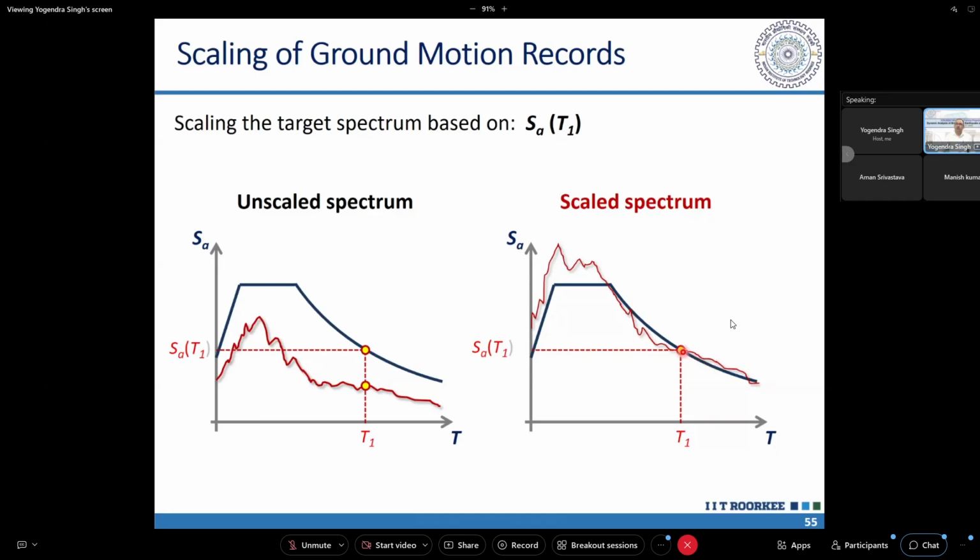So generally what we do, we take a range around this fundamental period and we match our response spectrum, or we do a best fit in that range, so that the error within that range is minimized. Although the error in the other portion, you can see here, may be more. Here the error may be more, but the error here is minimized.